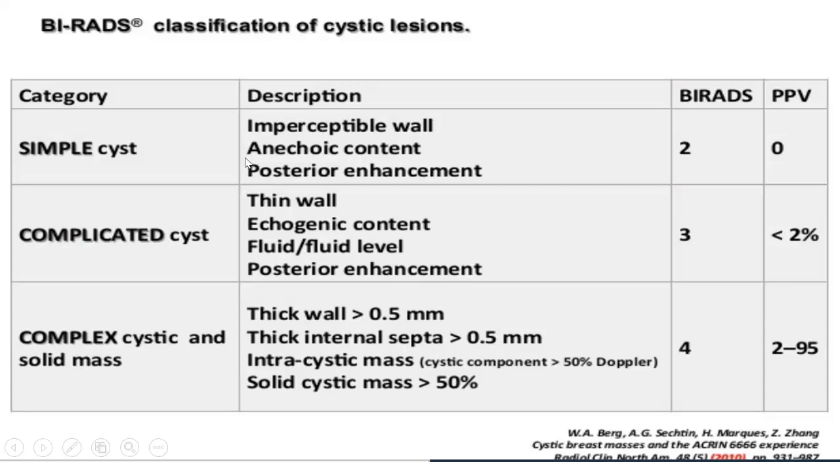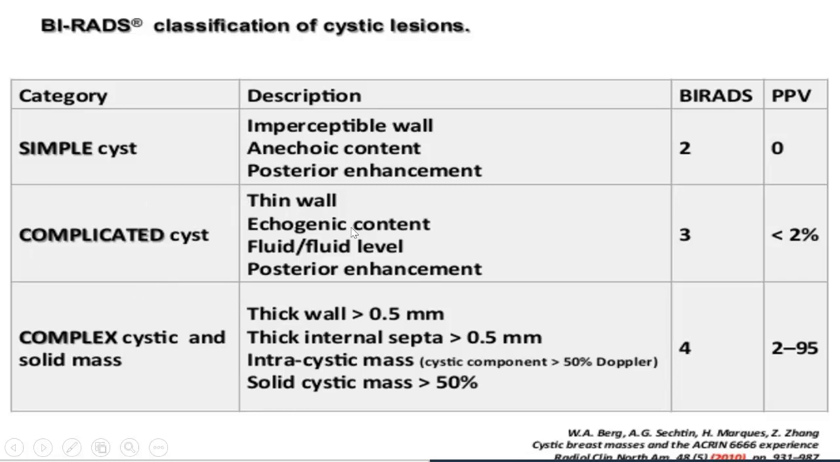This is the BI-RADS classification of cystic lesions. Category 1 is the simple cyst: imperceptible wall, anechoic content, and posterior enhancement. Those, we give them BI-RADS 2. But we need also follow-up. In the new lexicon, we can give BI-RADS 2 and say follow-up after 6 months in order that there will be no newly developed lesion that is not benign. And we always tell the patient that.